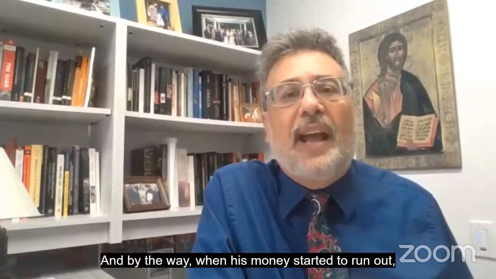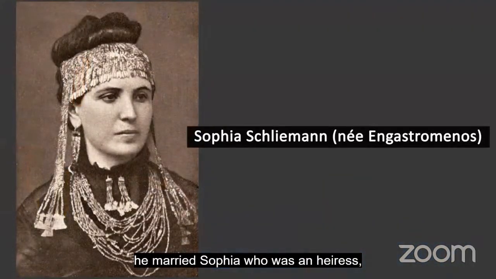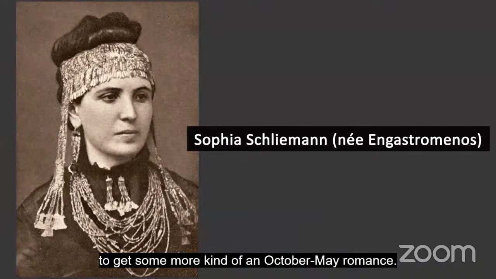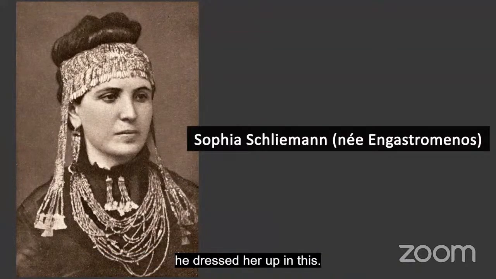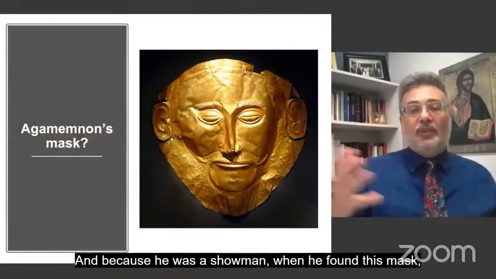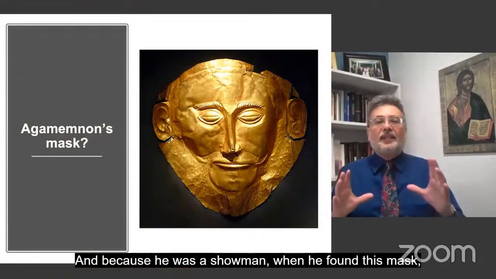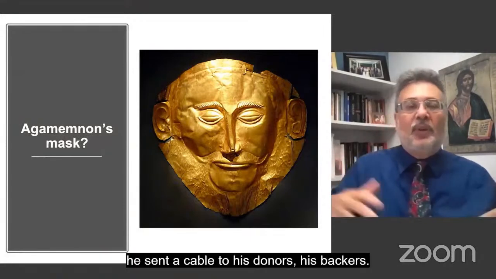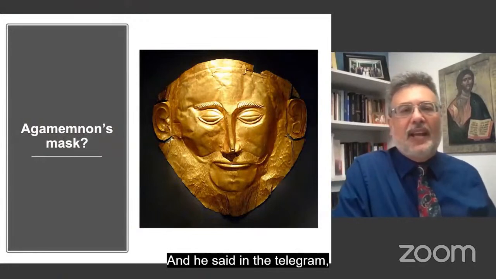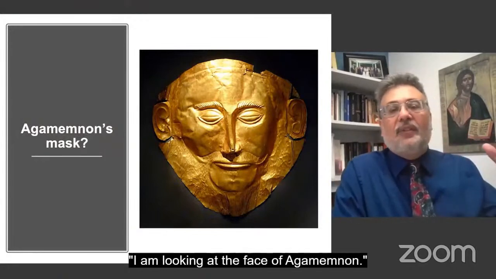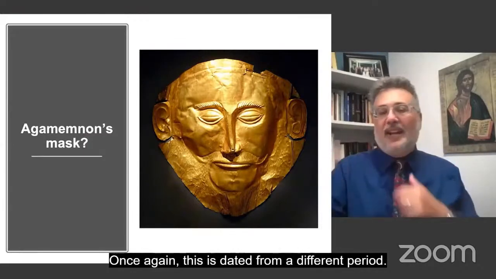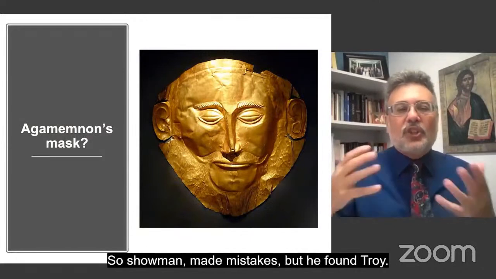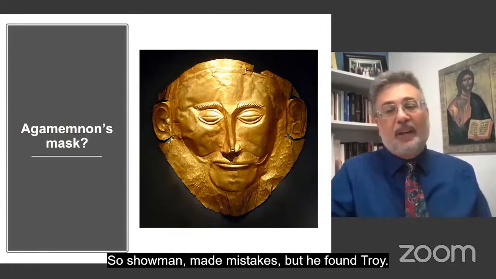And by the way, when his money started to run out, he married Sophia, who was an heiress, to get some more, kind of an October-May romance. And when he found what he called the treasure of Priam, but actually we now know was dated incorrectly, he dressed her up in this. And because he was a showman, when he found this mask, he sent a cable to his donors, his backers, and he said in the telegram, I am looking at the face of Agamemnon. And that just captured everybody's attention. Once again, this is dated from a different period. So the showman made mistakes, but he found Troy.